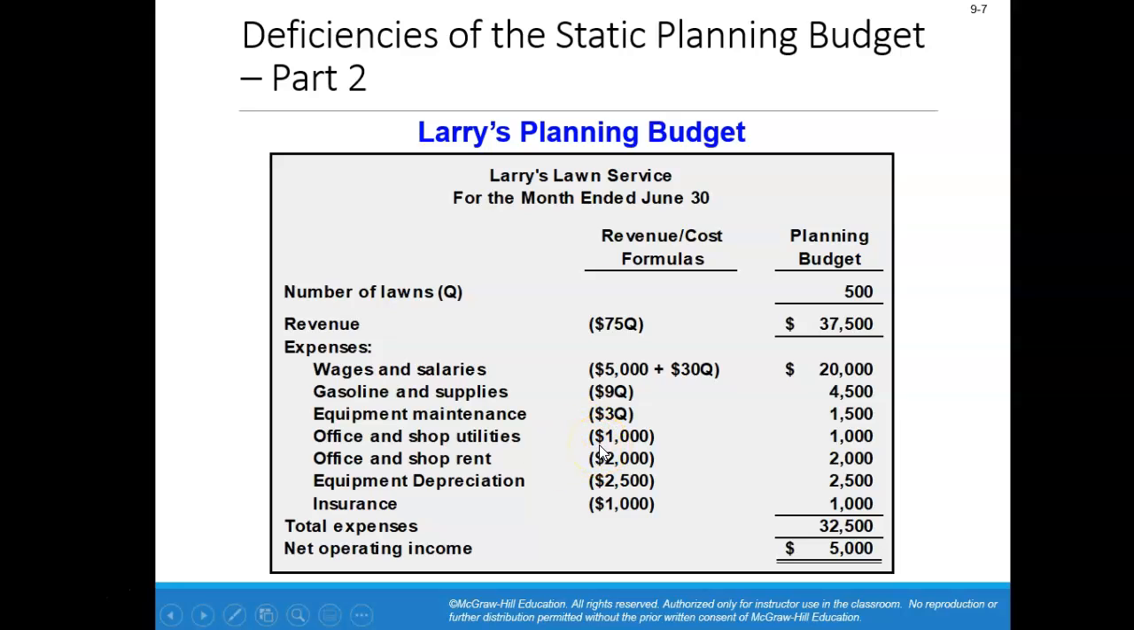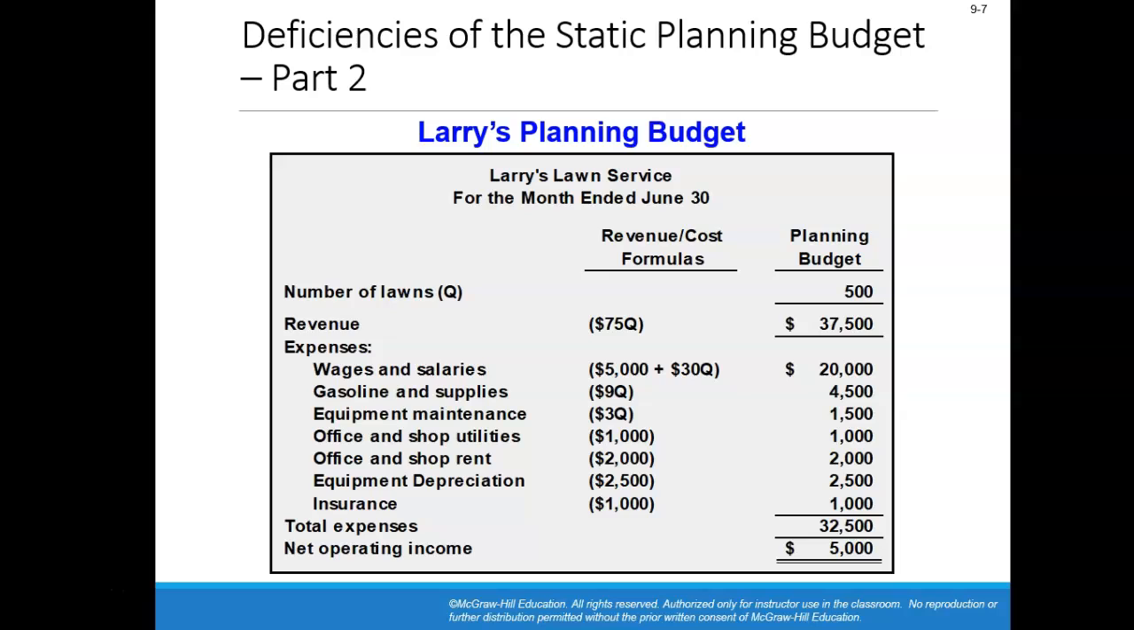Next, we have some fixed costs. Our office and shop utilities are not contingent upon how many lawns we cut. They're fixed at $1,000. Our rent is fixed at $2,000. Depreciation at $2,500. Insurance at $1,000. So now here we have a formula. If we cut 500 lawns, Q will equal 500. But if I only cut 475 lawns, I'll use these same numbers times 475 to get my actual numbers.